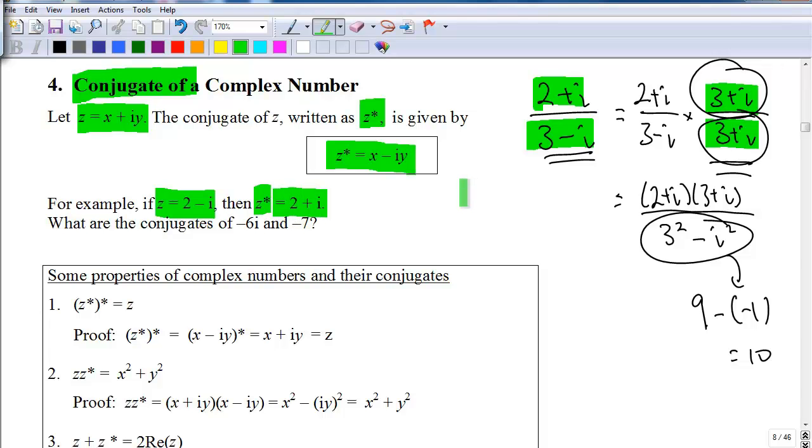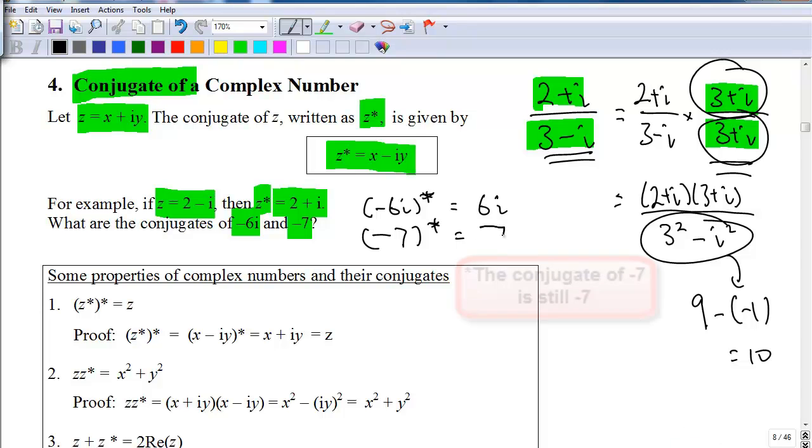Alright? So what are the conjugates of 6i and -7? This one should be quite easy. The first one, the conjugate of 6i, will be -6i. What about -7? The conjugate of -7 will be, you're right, -7 itself.